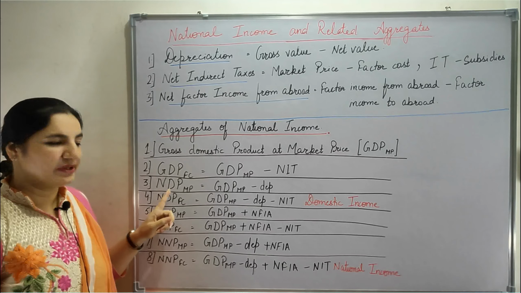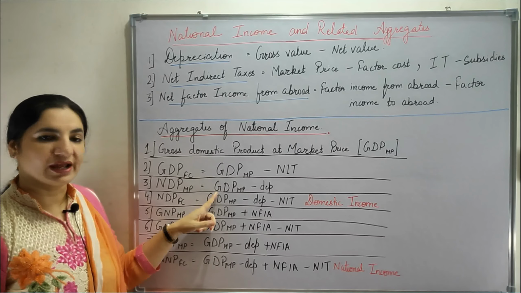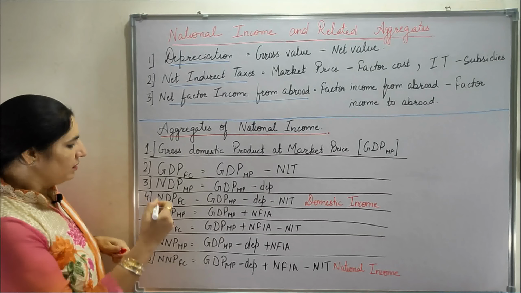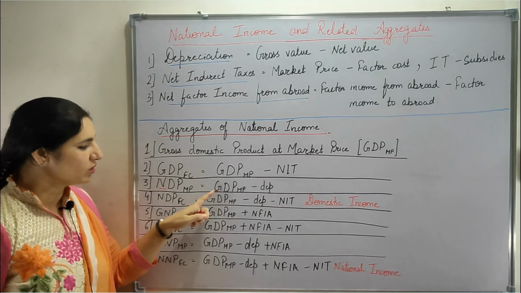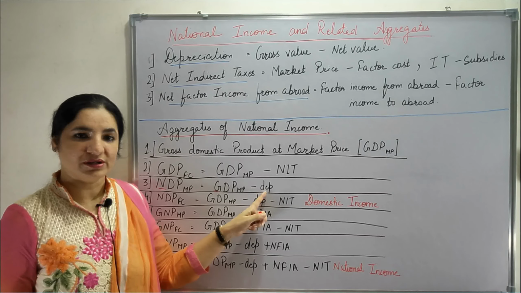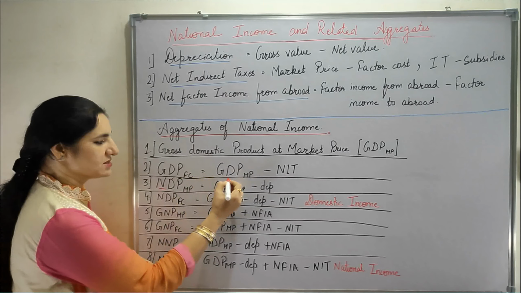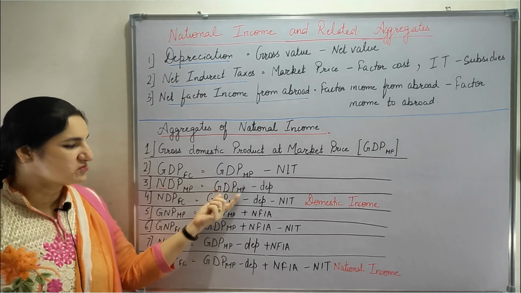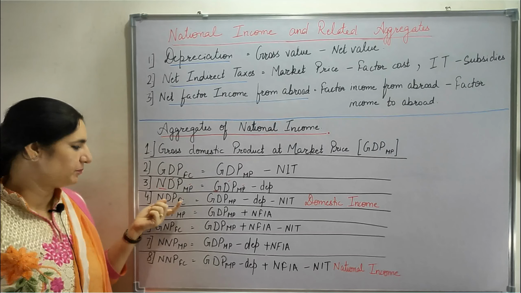Third aggregate is NDP at MP. NDP at MP is to be arrived from GDP at MP, that is our basic aggregate. See here, this is net and this is gross. So to arrive at net, we will reduce depreciation from it. So it will be equivalent to net now. So domestic is equal to domestic. Market price is also equal to market price. So if from GDP at MP we reduce depreciation, we will arrive at NDP at MP.